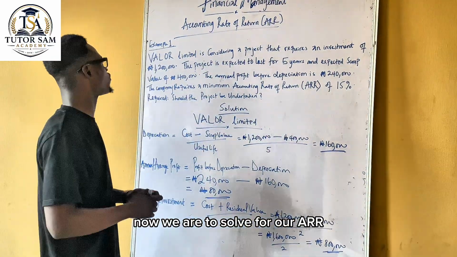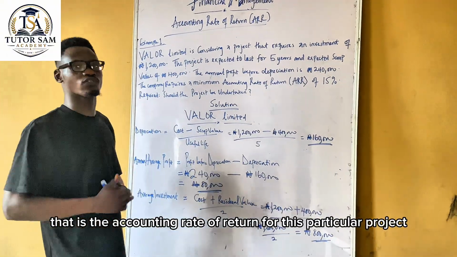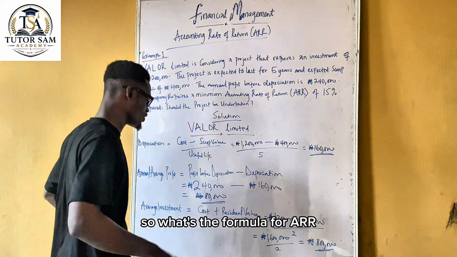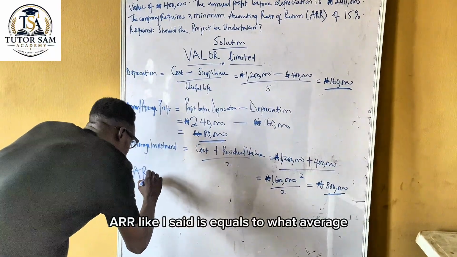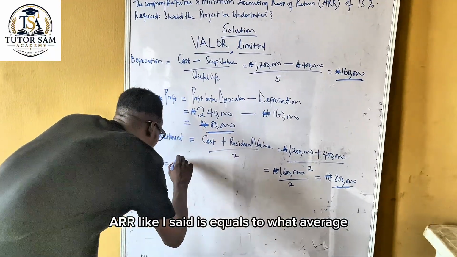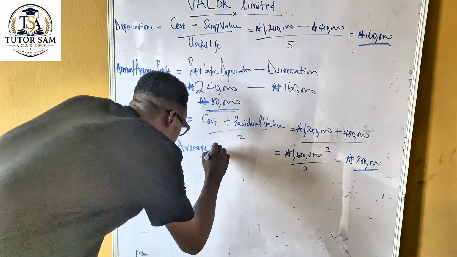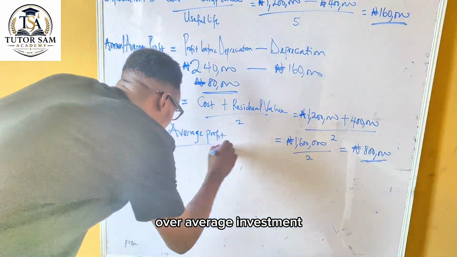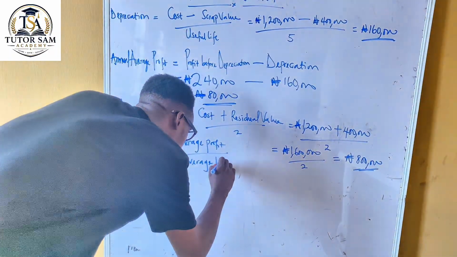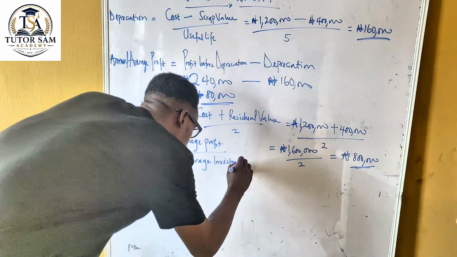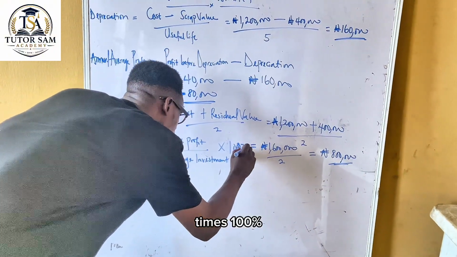Now we have to solve for our ARR, the accounting rate of return for this particular period. So what's the formula for ARR? ARR, like I said, is equal to average profit over average investment times 100%.